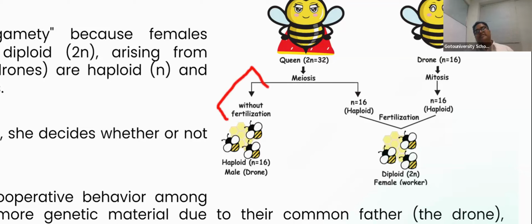So again, I'm repeating. The egg directly develops into an embryo without the male gamete. That is parthenogenesis. Parthenocarpism, a very good example is false fruit.